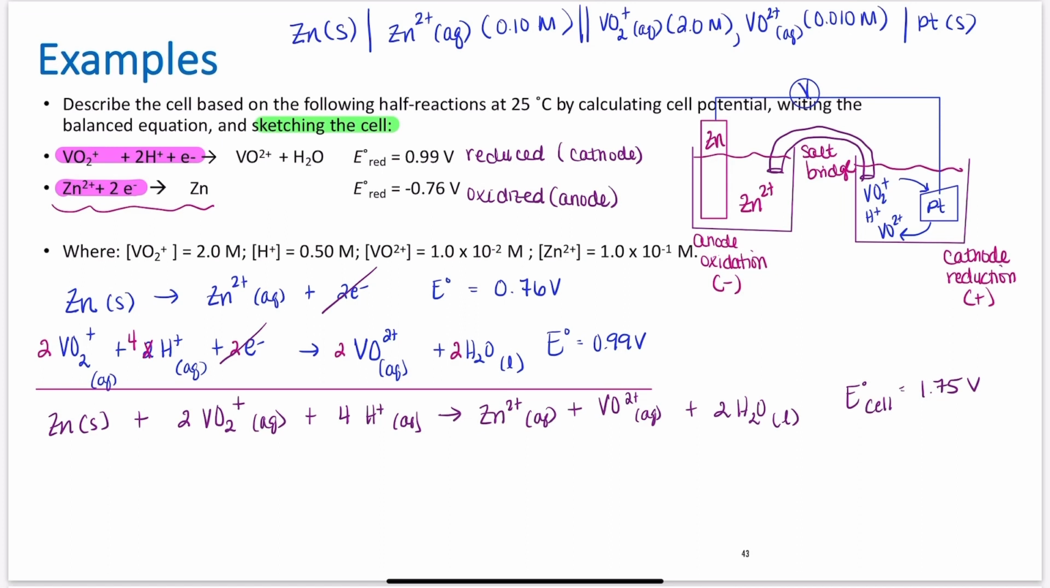But that is not the cell potential of this system because I'm not under standard conditions. So let's go ahead and figure out what that would be. I'm going to use the Nernst equation. My cell potential is equal to my standard cell potential minus 0.0592.